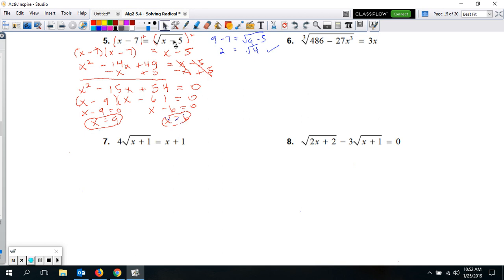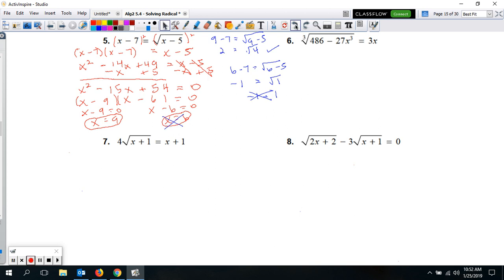Now let's try 6. We'll plug 6 in for x in both places. And so we see 6 minus 7, that's going to give us negative 1 over here. 6 minus 5 is positive 1. So negative 1 is equal to the square root of 1. That's not going to work because the square root of 1 is positive 1. And negative 1 does not equal positive 1. So that means that this 6 is not a solution that we can keep. It's an apparent solution, but not an actual solution.